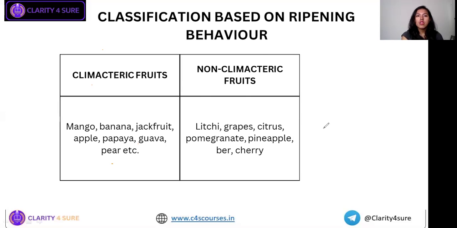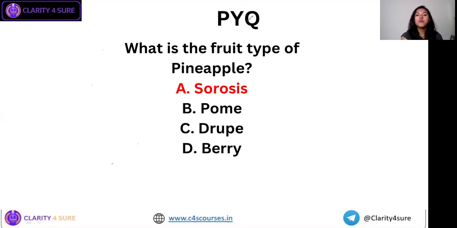Now, since we have discussed fruit types, there was a PYQ that appeared in 2021. The question was, what is the fruit type of pineapple? The answer would be sorosis. What is sorosis? Whether it's a simple fruit, aggregate fruit, or composite fruit, you will have to answer that. My question is, what kind of fruit is sorosis? Is it a simple fruit, a modified berry, an aggregate fruit, or a composite fruit?